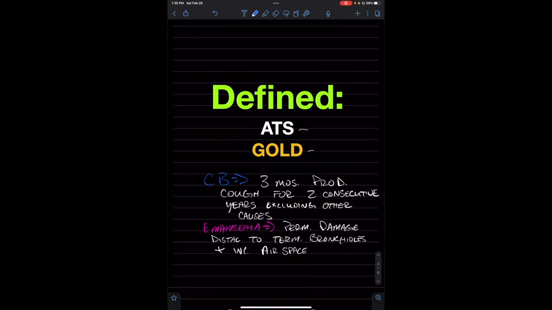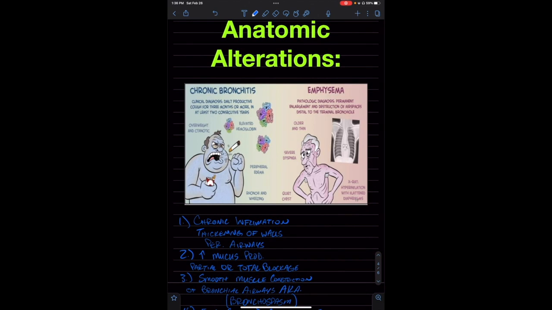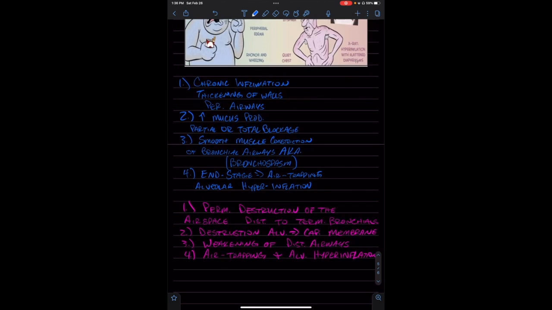Again, with chronic bronchitis, you've got that productive cough for 3 months for 2 consecutive years. And with emphysema, you have permanent damage. There's destruction going on to the airways and the air spaces. If you see the picture of the emphysematic, you see the pink puffer here. And with that chronic bronchitis, you've got that big blue brute that's coming at you. You've got your anatomic alterations here, and plenty of information to start with as you begin your journey into understanding COPD.